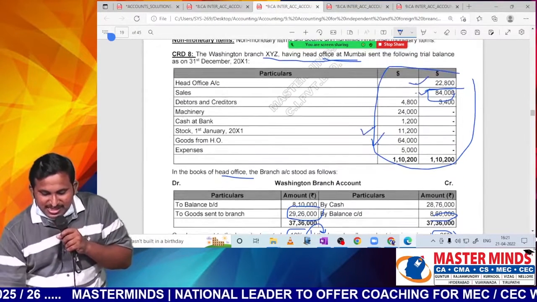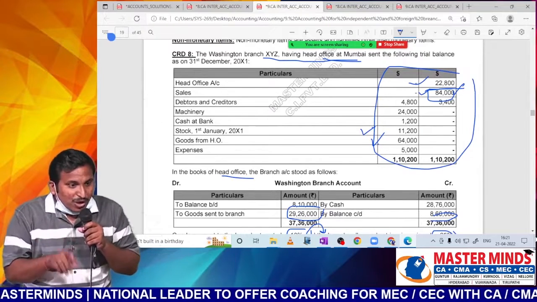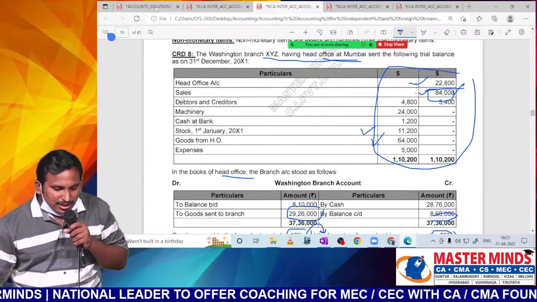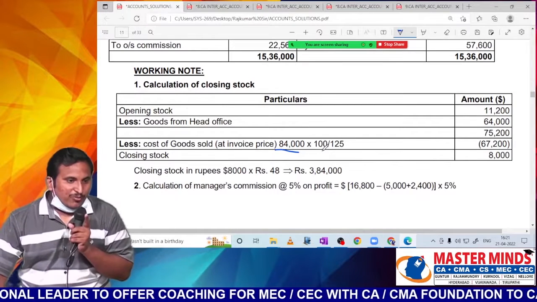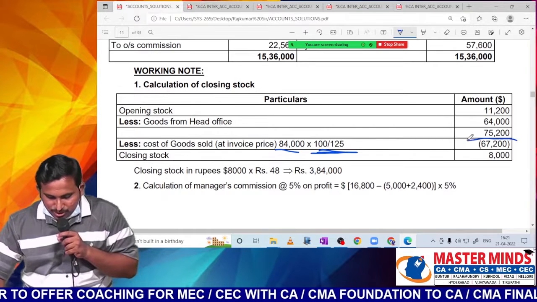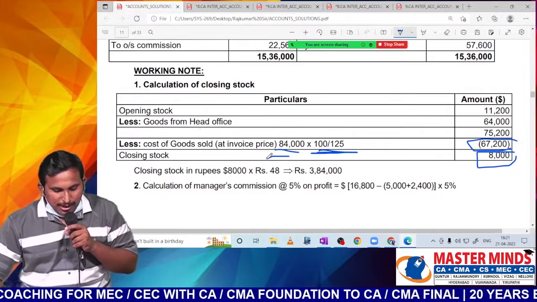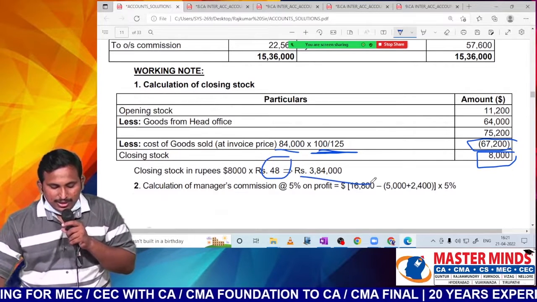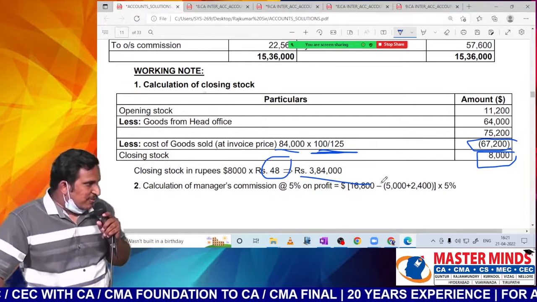So that means this is the sale value for the branch. On cost it is 1 by 4, on sales 1 by 5. In that way we'll eliminate the profit. 84,000 into 1 by 5 is the profit portion. 4 by 5 is the cost portion, so this is the cost of goods sold. If we reduce it, we'll get the closing stock in dollars. Apply the closing rate, you will get the closing stock in rupees. So in this way we will compute.